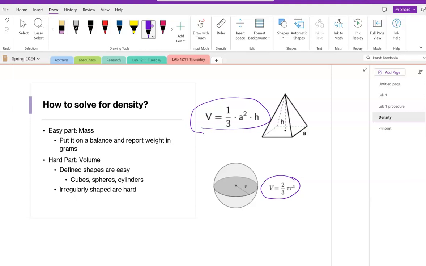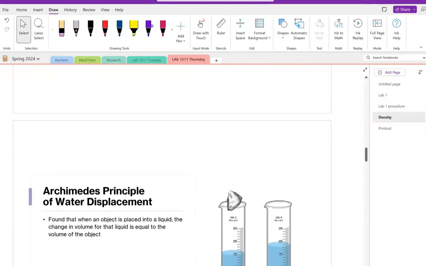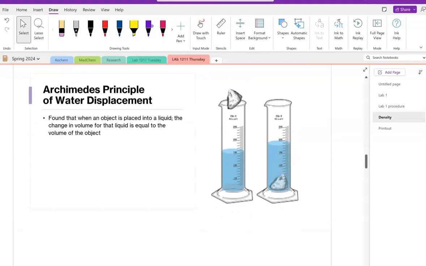So mass is the easy part. We can put it on the balance and report the weight in grams, but the hard part is the volume. Some shapes are irregular. Like if I wanted to put my necklace and get the volume of my necklace, how would I do that? We're going to use Archimedes' principle of water displacement.